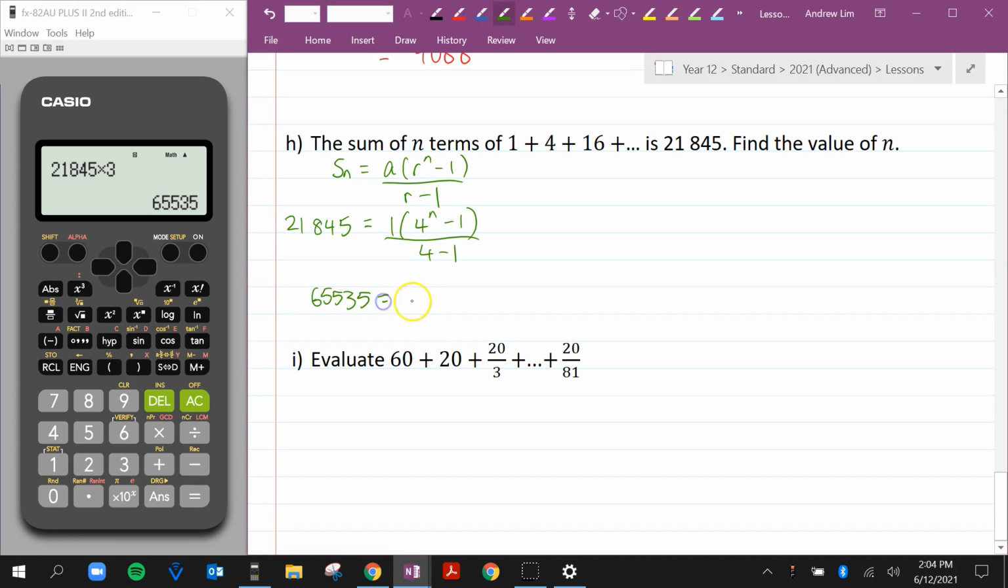65,535 is equal to 4 to the power of n minus 1. I'm going to add 1 to both sides. 65,536 is equal to 4 to the power of n. And now because n is in the power, I'm going to use logs. n is equal to ln of the answer over ln of the base. Okay, remember, base goes to the bottom.